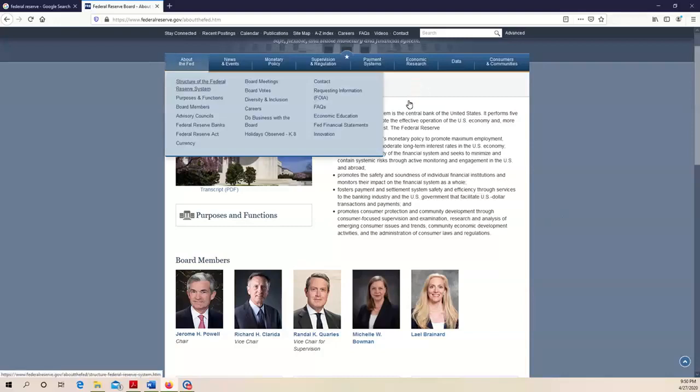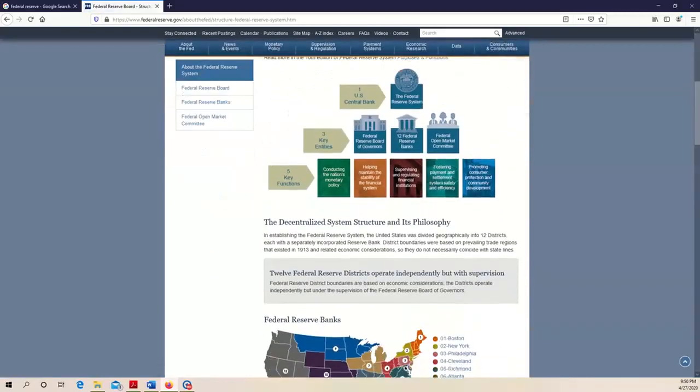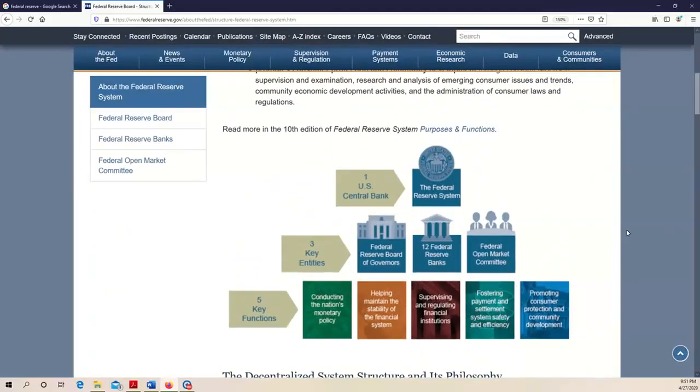Okay, so let's take a look at the structure of the Federal Reserve System. At the very top, the American central bank is called the Federal Reserve System. The central bank is responsible for setting monetary policy, for example, how much money to supply to the general economy. And the central bank also regulates all commercial banks. The U.S. Federal Reserve regulates Bank of America, Chase Bank, IBC Bank, and Wells Fargo. Okay, that's the top level.